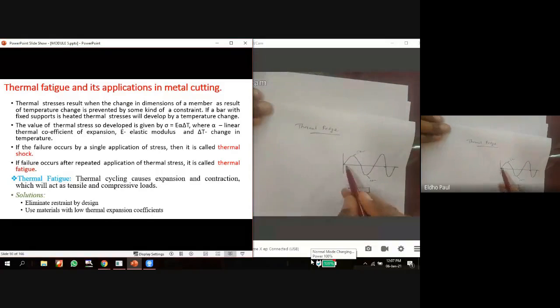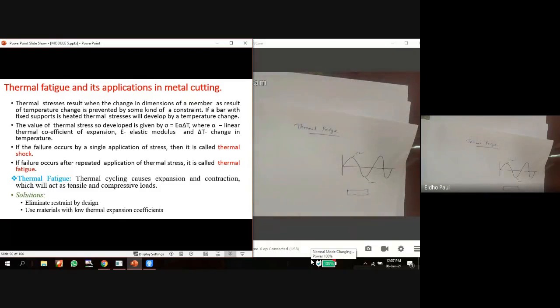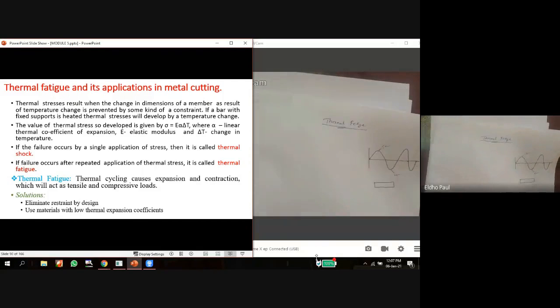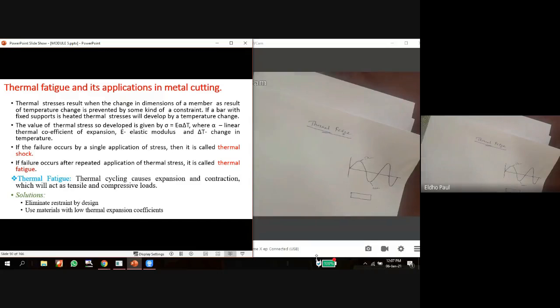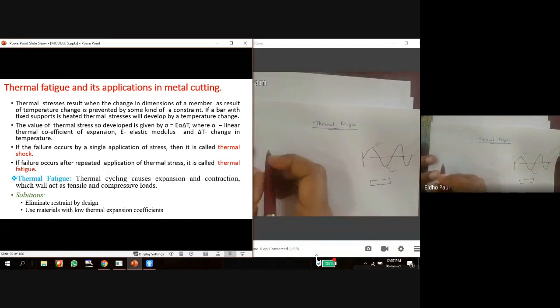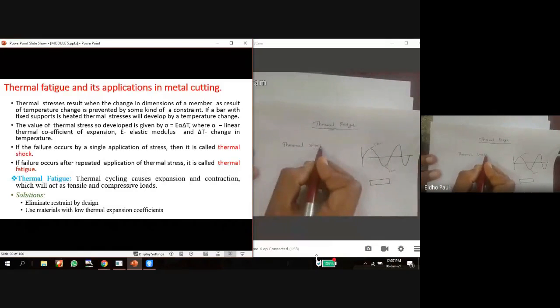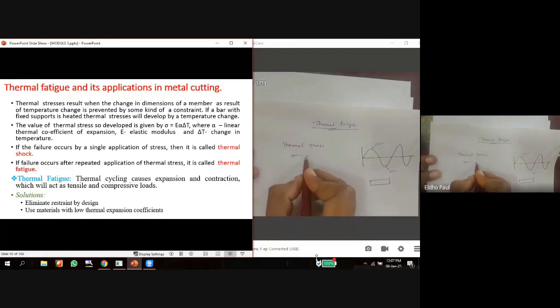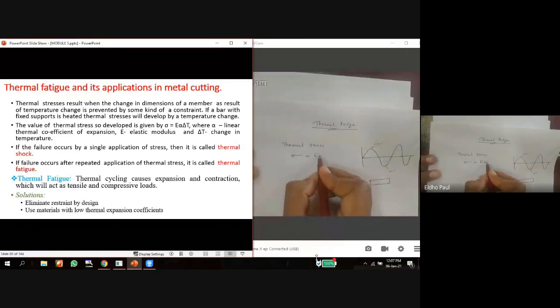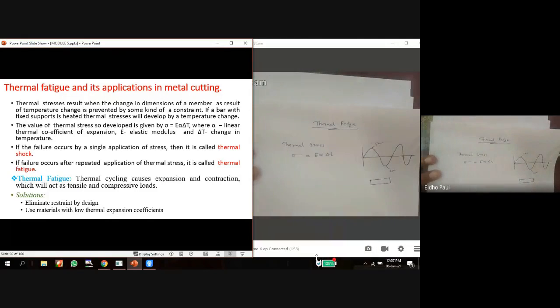Such type of cyclic load can also develop or act on a body because of thermal variation. We already discussed the stress developed on a body because of temperature variation. That is the thermal stress. What is the value of thermal stress? Sigma equal to E alpha delta T.